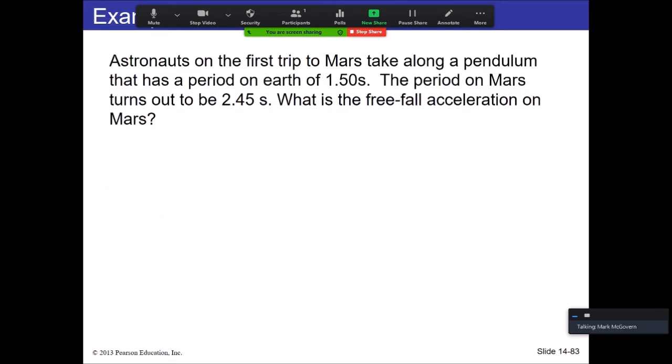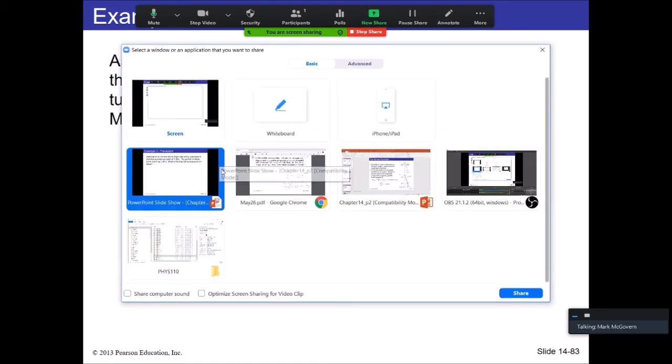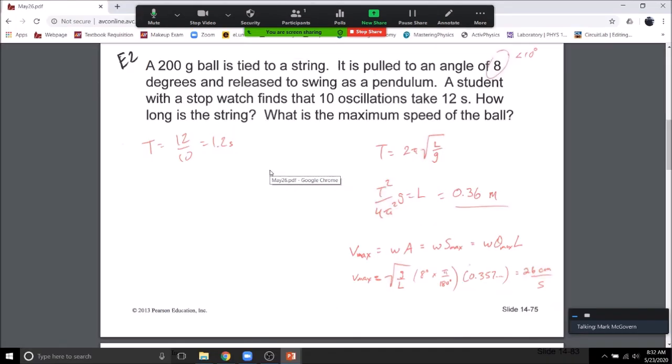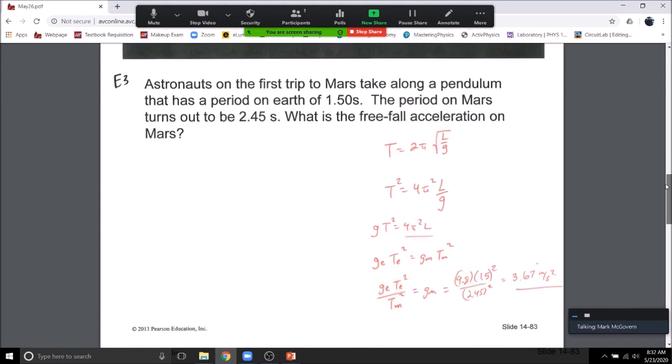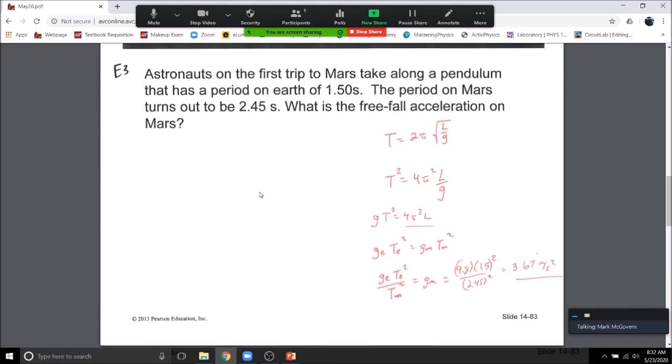This is a pretty straightforward problem here. We're on Mars. Mars has about a third the gravity of the Earth. I think that's what they're asking for here. So assuming we've been on Mars, and we do this little pendulum experiment here on Earth, the pendulum has a period of 1.5 seconds. On Mars, it's slower, 2.45 seconds. Based on those two numbers, can we measure the free fall acceleration on Mars?